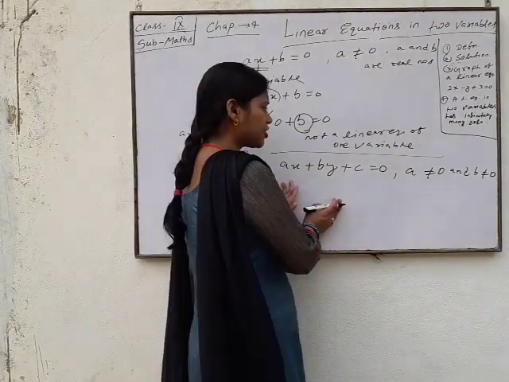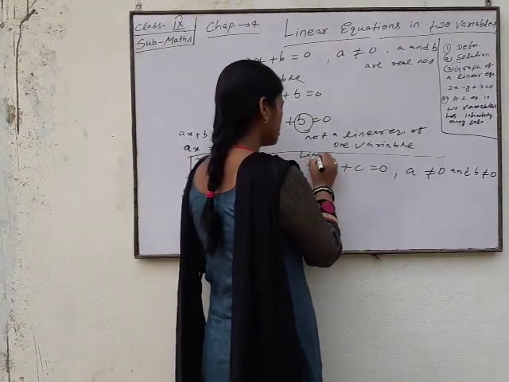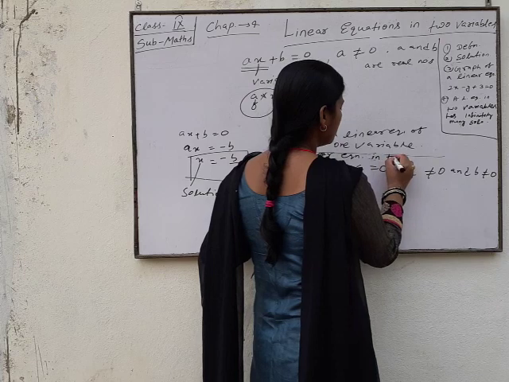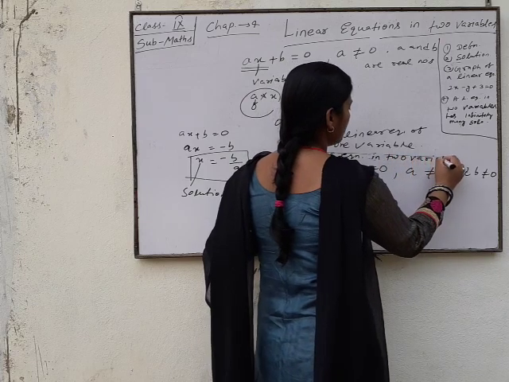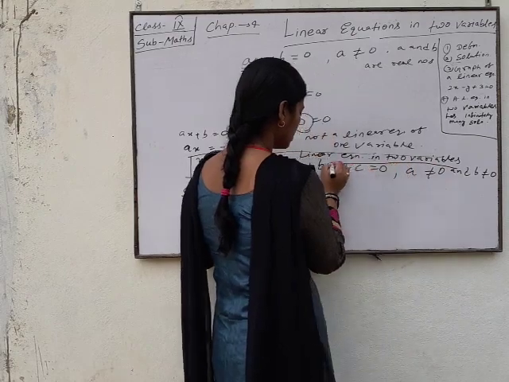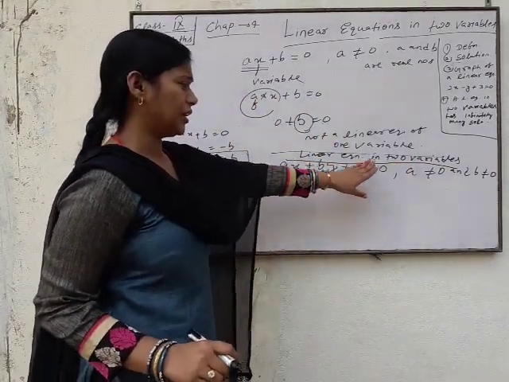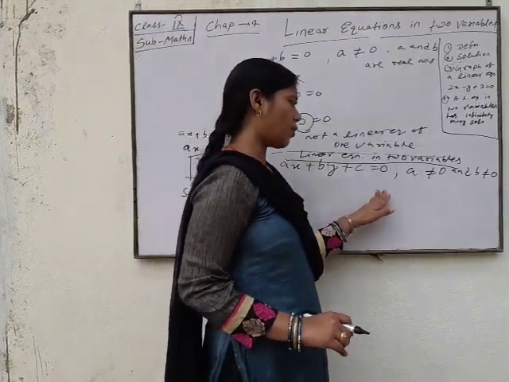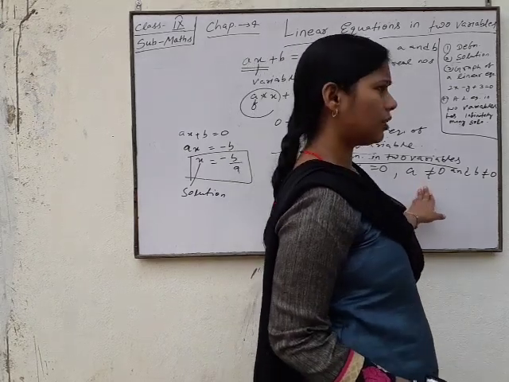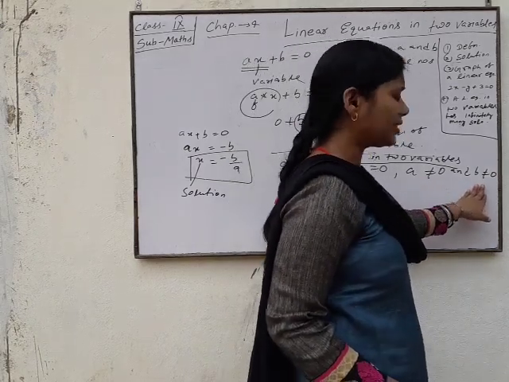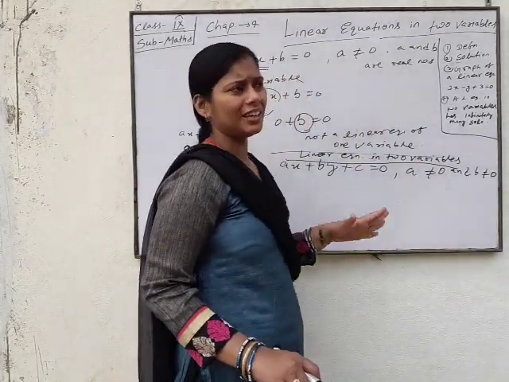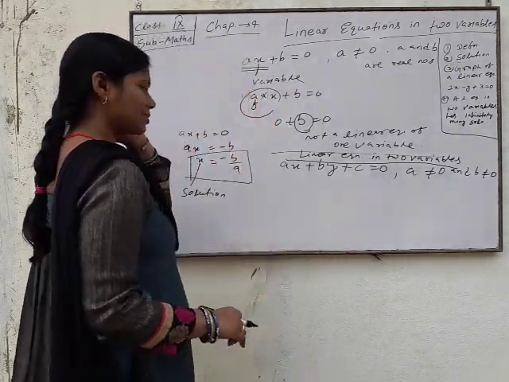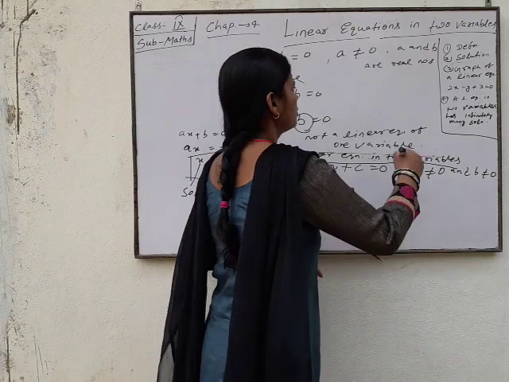This is the definition of a linear equation in two variables. An equation of the form ax plus by plus c is equal to 0, where a is not equal to 0 and b also is not equal to 0, and a, b, c are real numbers.